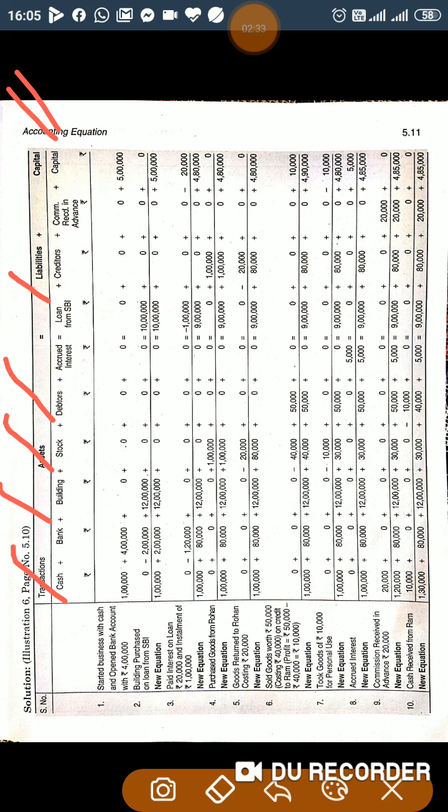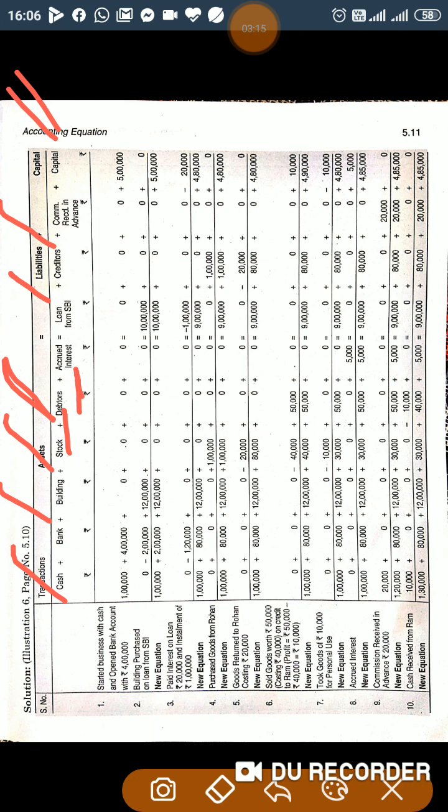Now next transaction is purchase goods from Rohan. So stock is involved. We will write the stock. And Rohan, he is a creditor. This is credit purchase. So you will mention creditor in your format. Now next is sold goods worth rupees 50,000 costing rupees 40,000 on credit to Ram. So this is credit sales. So stock is decreasing. Stock is already mentioned in your format. And Ram is a debtor. Debtor is not mentioned, so you will write the debtor here.